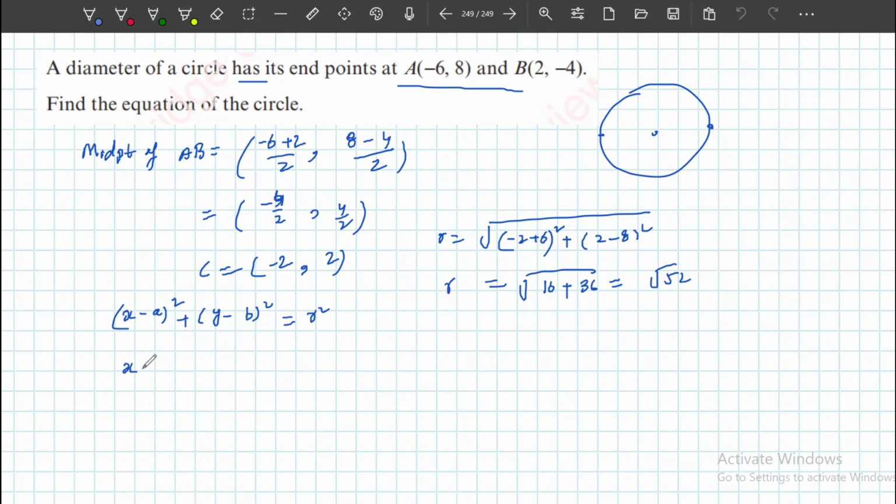That means x plus 2 whole squared plus y minus 2 whole squared equals r squared, which is equal to 52. So we will write here 52.